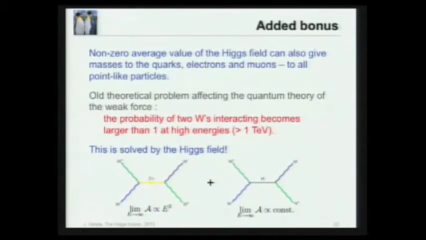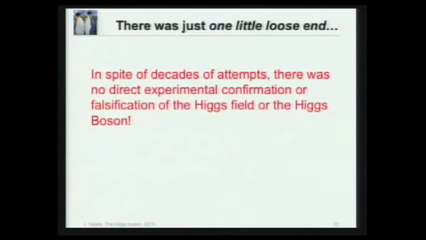And the model had many predictions indeed, and as I showed in the first transparency, all the predictions agree with the experimental data. So the model is rather good. There was just one little loose end in all this: in spite of decades of attempts, there was no direct experimental confirmation or falsification of the Higgs field or the Higgs boson.